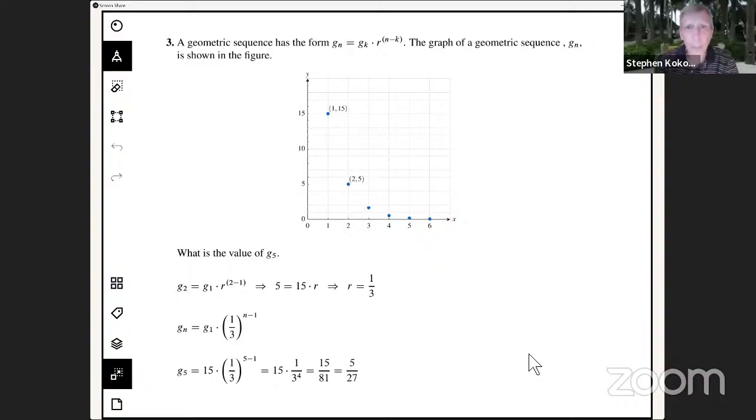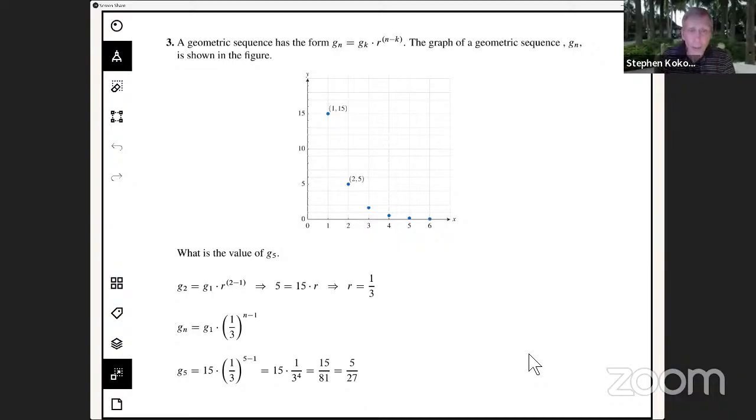So in number 3, we just have a reminder of the form of a geometric sequence. I think this is a typical question, modeled after some of the questions that have been published. The graph of this geometric sequence G sub n is shown in this figure, and we're given the coordinates of 2 of these points. The 1, 15 means that G sub 1 is equal to 15, and the 2, 5 means G sub 2 is equal to 5. We can see how the sequence is progressing in this plot.